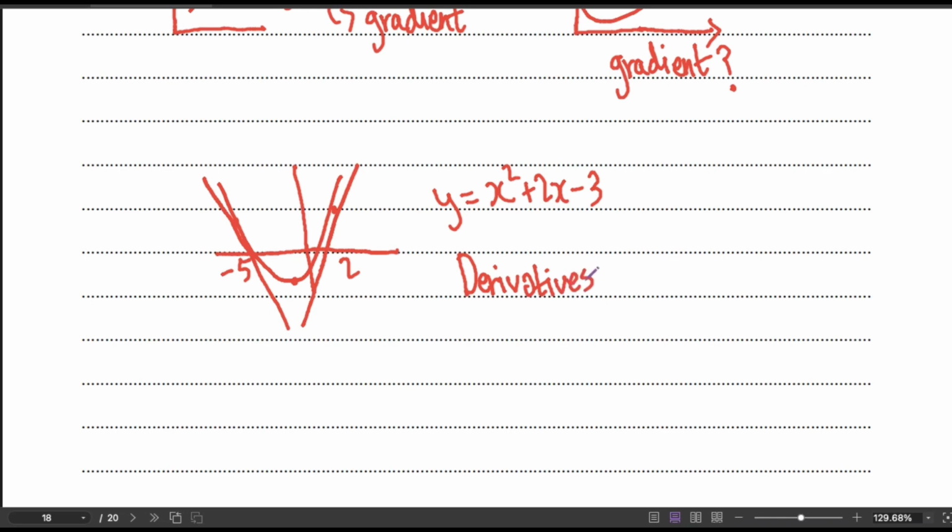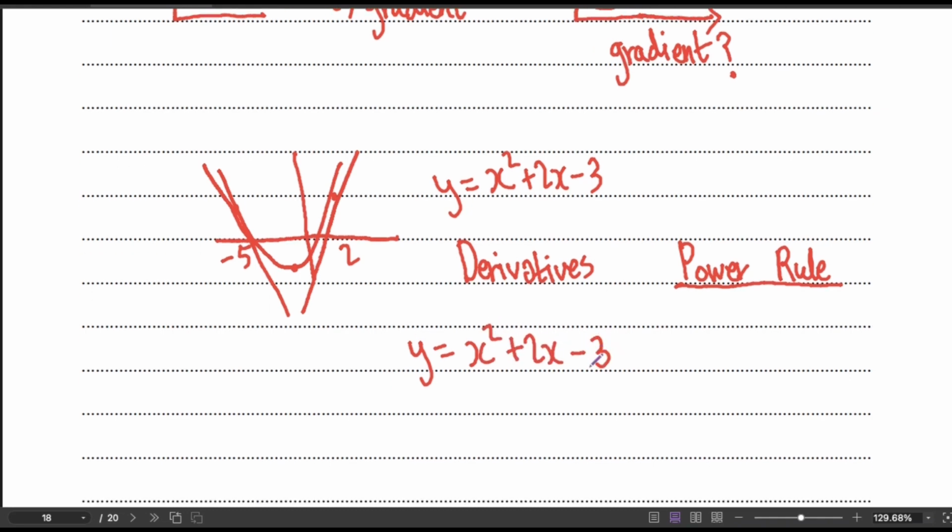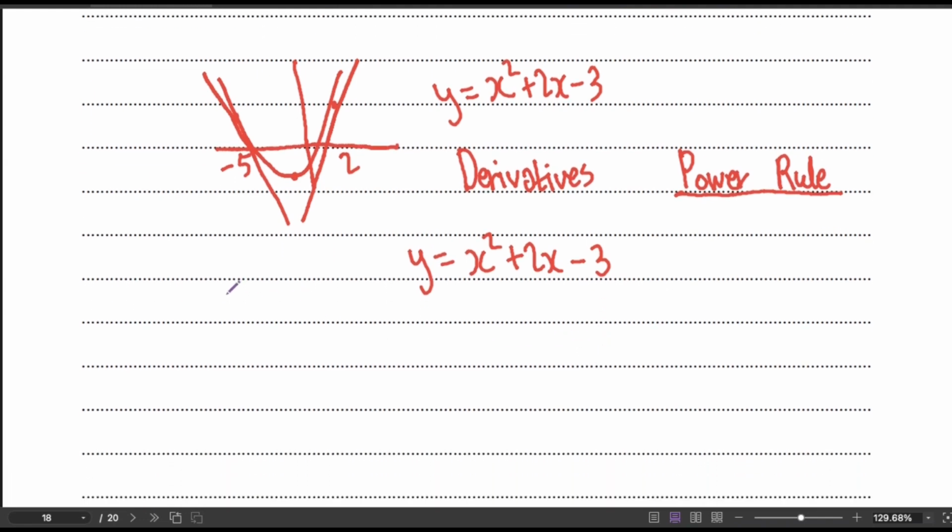Derivatives. And what we have is a power rule. This is the easiest way to take derivatives. Power rule. So let's say we have, let's use this function, y is equal to x squared plus 2x minus 3. So how do we find the derivative? You can remember this as like the gradient function, because all the derivative does is it gives you the gradient at a certain point on the curve.